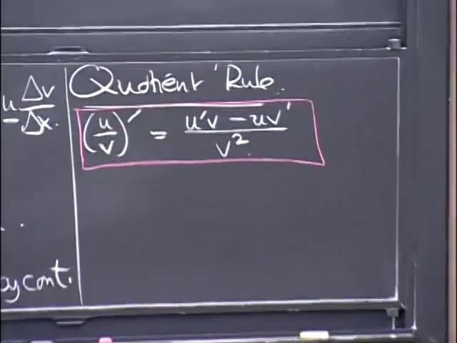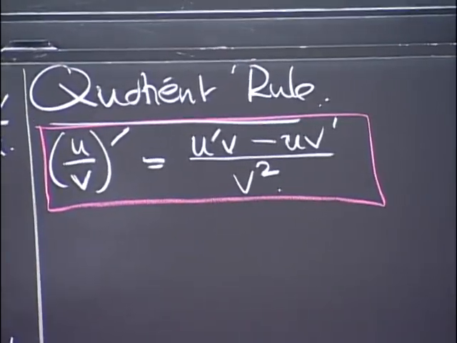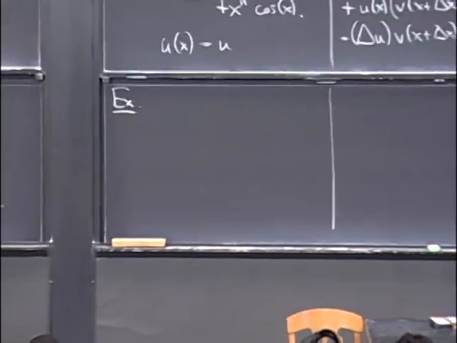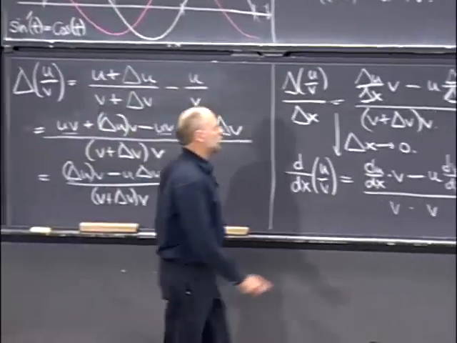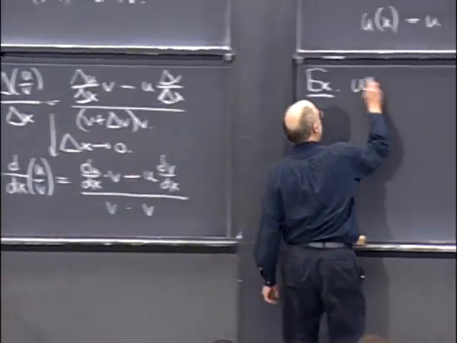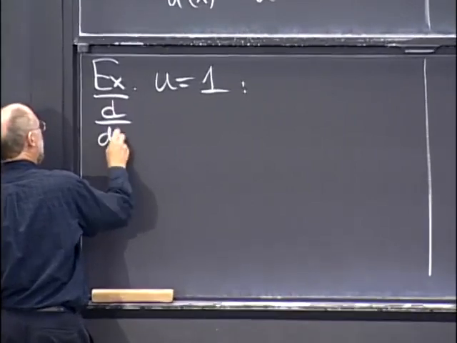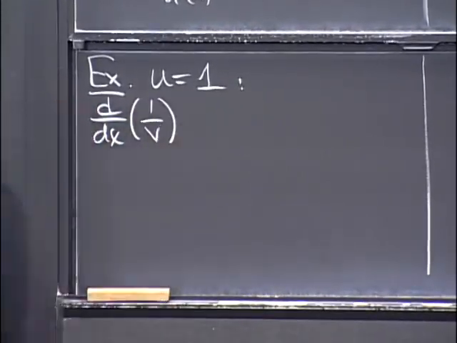Weird formula. Let's see an application. Let's see an example. So the example I'm going to give is pretty simple. I'm going to take the numerator to be just 1. So I'm going to take U equals 1. So now I'm differentiating 1 over V. The reciprocal of a function, 1 over a function.